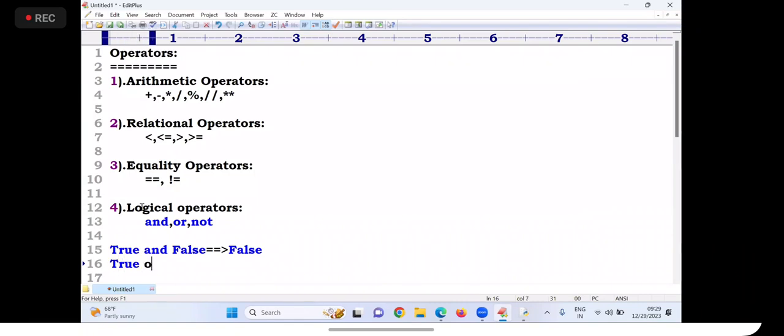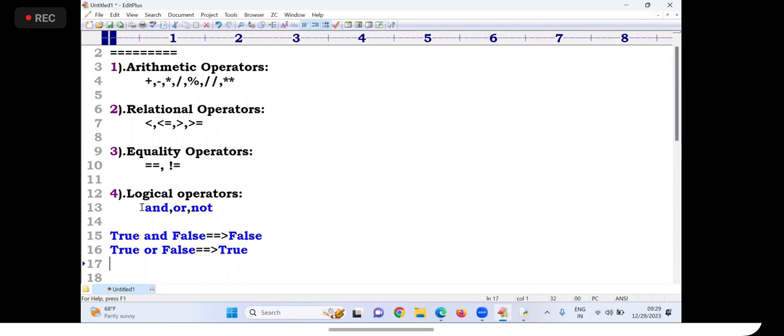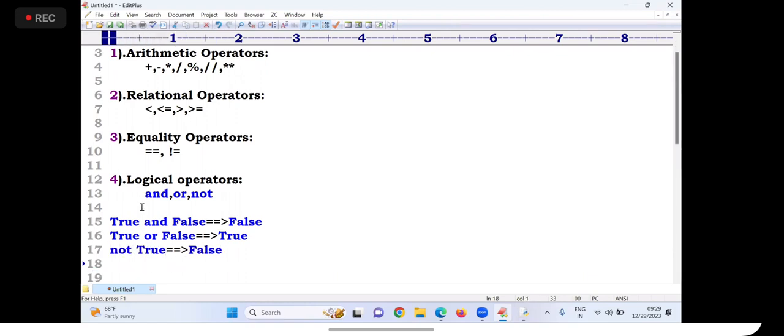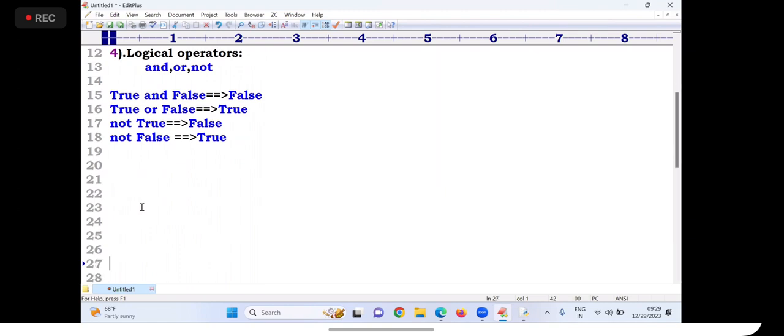Only, if you go with true or false: if any one value is true, then automatically true. If you go with not true, false. If you go with not false, true. These things you know, yesterday also, up to now. Here we completed. This is Boolean behavior.